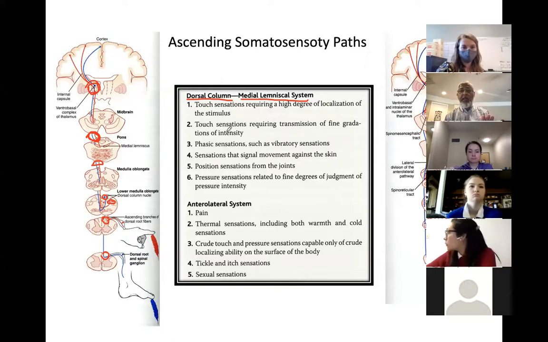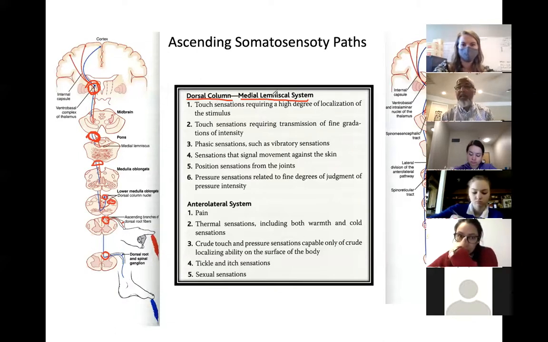Now, are you clear about why it is called the dorsal column medial lemniscus system? Because of two things. One is they occupy the dorsal column of the spinal cord, and it is called medial lemniscus because the fibers travel through the medial lemniscus. Medial lemniscus is just a bundle of fibers. They travel through the medial lemniscus. That's why they are called the dorsal column medial lemniscus system.